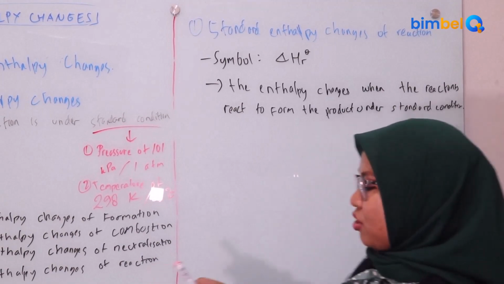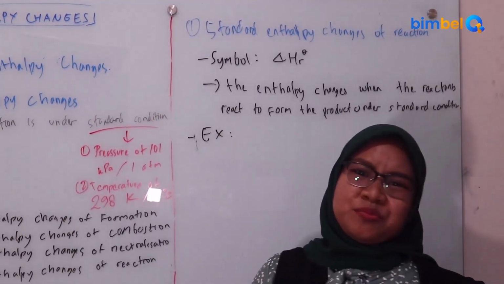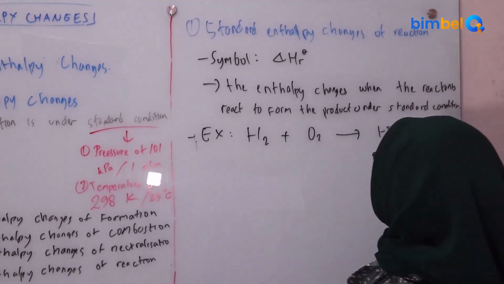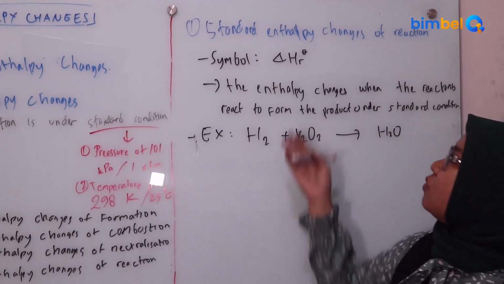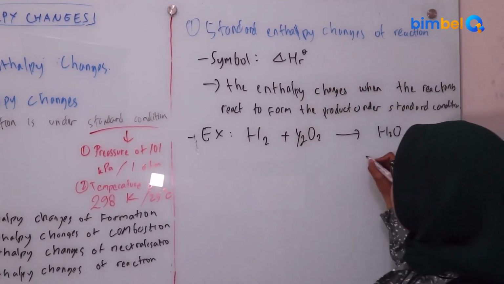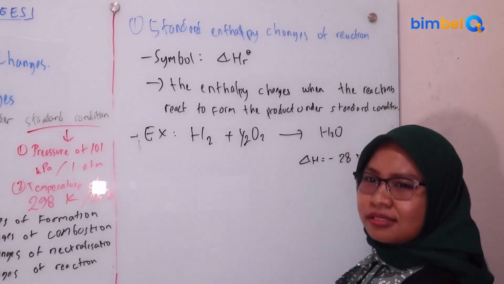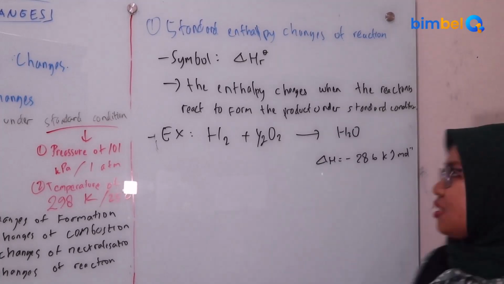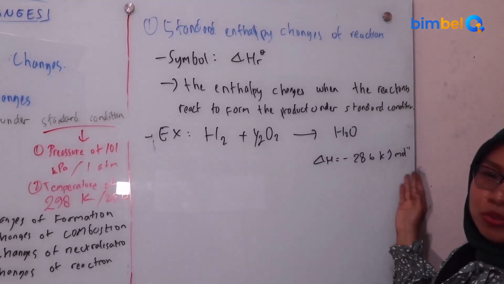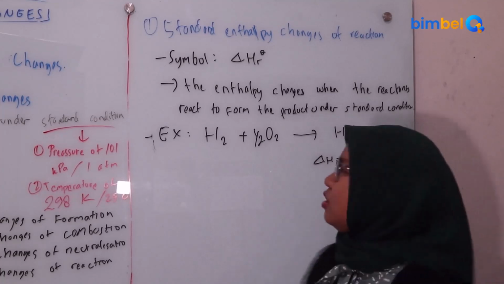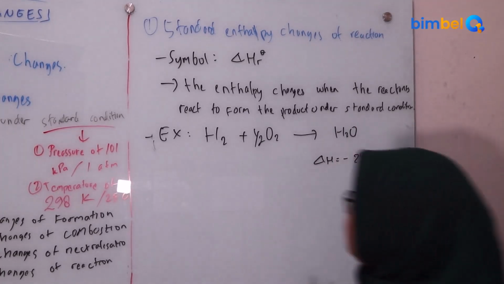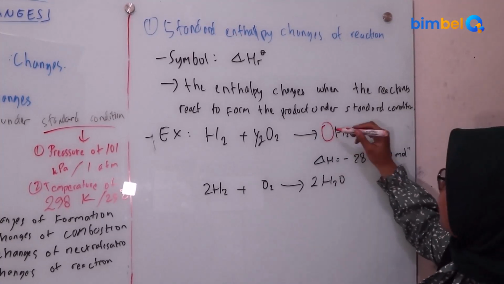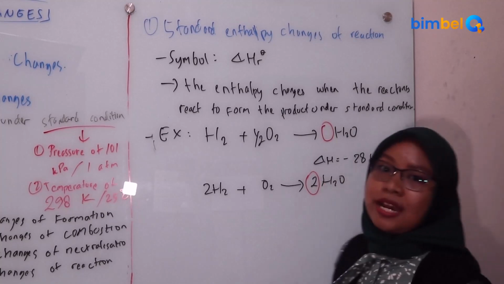And what is the example? Okay, I'm gonna give you the example. The simple example, just like the formation of water, hydrogen plus oxygen form water. Okay, and this is the example for the enthalpy changes of reaction. And the delta H is minus 286 kilojoule per mole. It means the formation of water release the energy of 286 kilojoule per mole, and this is 1 mole. How about if we got like 2 mole of hydrogen? For the example, 2H2 plus O2 and 2 mole of water. Since it's 1 and it's 2, the delta H also multiply by 2.